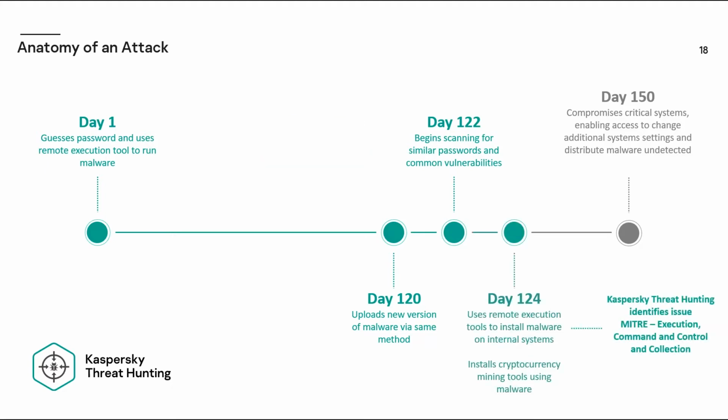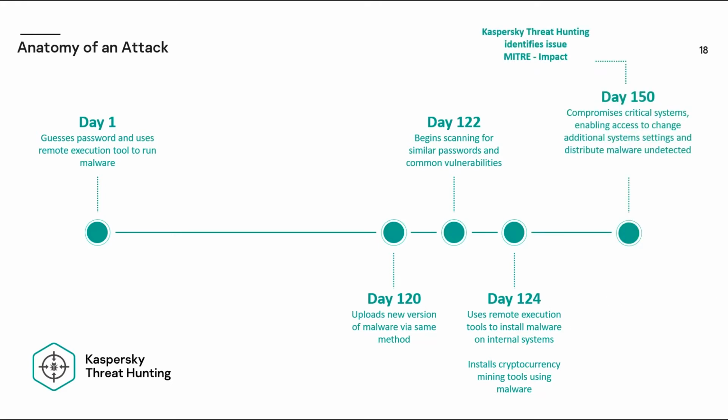Day 124, MITRE execution, command and control, and collection techniques are identified. Remember, it was at this stage that the customer realized that these systems had cryptocurrency tools installed on them, and they wanted to implement the application lockdown rule to prevent any further installs of the software. So somewhere along the way of day 124 up to day 150, the adversary was no longer able to install its mining tools. So now they're ticked off and they wanted to leave.